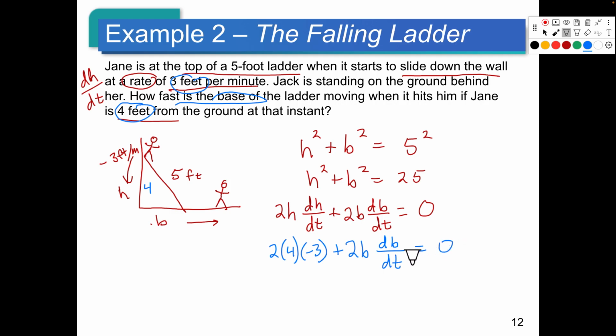It's still equal to 0. But I have two variables here. I still have b there, and I have dB dt. I'm kind of stuck, aren't I? Or am I? Let's go back to the thing. Okay, now I know that the height is 4, and I know this is 5, so I know I have a triangle that is 4 on this side and 5 on this side. Could I figure out what b is? Yes, I can.